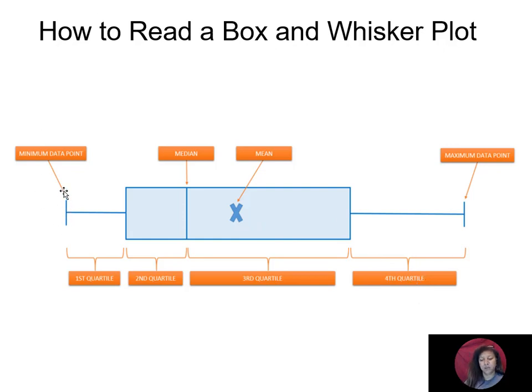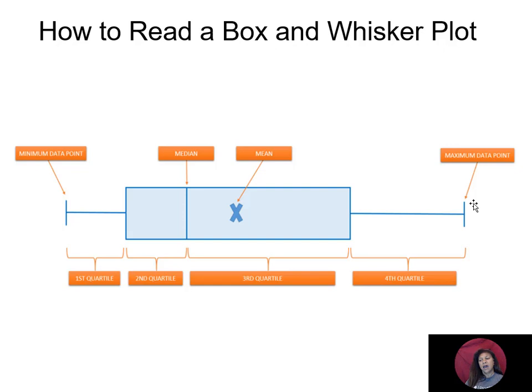Now, the end of this whisker basically tells you the minimum data point. That's the smallest data point, not including the outlier. This line tells you it's the median of the data. Please look up what median means. This X, if it's present, tells you that that is the mean of the data. Please look up what the mean means. And this end of the whisker tells you the maximum of the data.